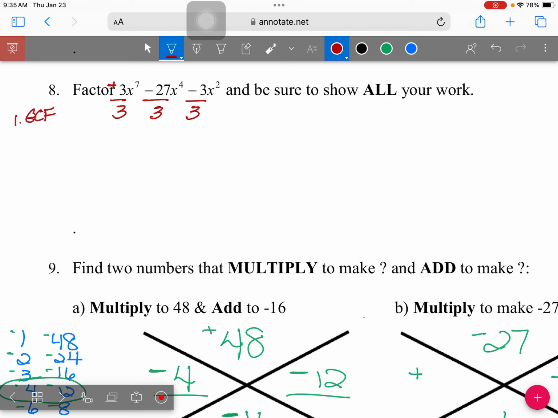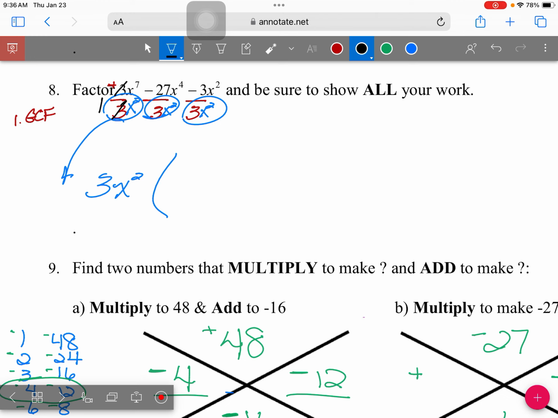How about an x? Do I have x's in each one? How many x's can I factor out? 2. So that would be x squared. No other variables, so I factor all these out front and say 3x squared, parentheses, now I divide. 3 divided by 3 is 1.